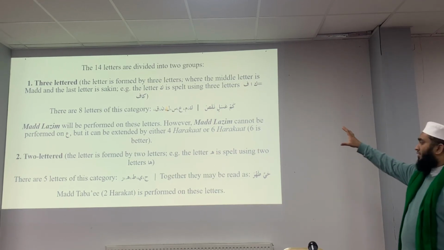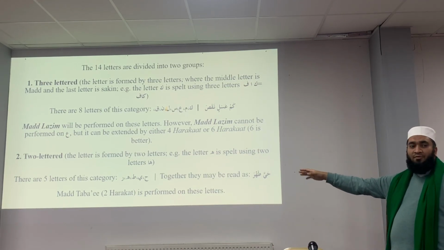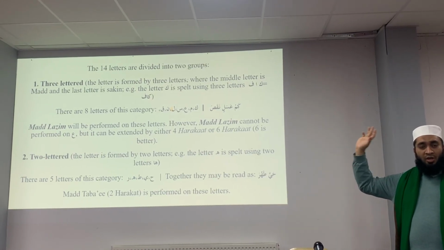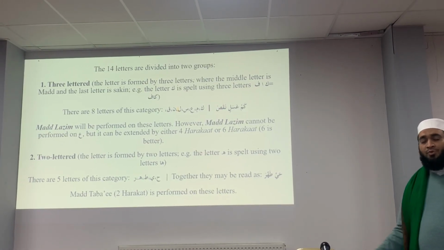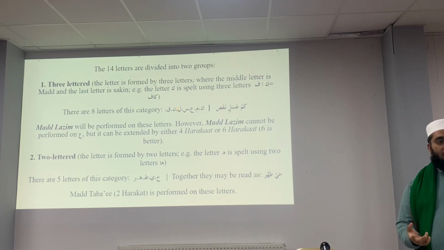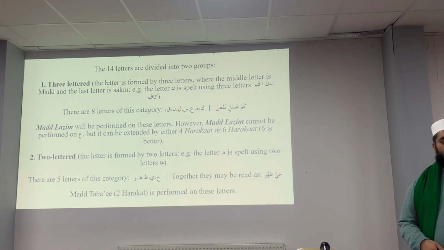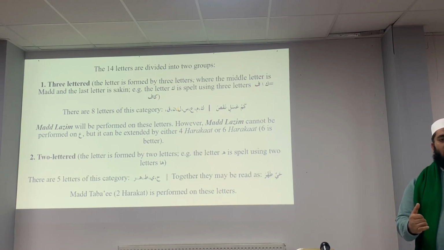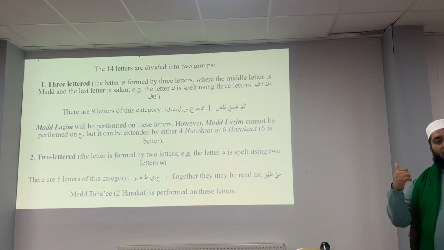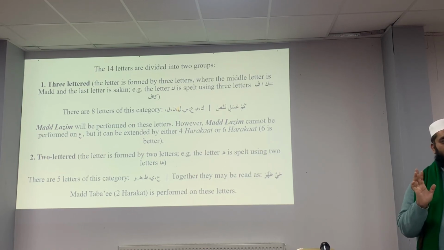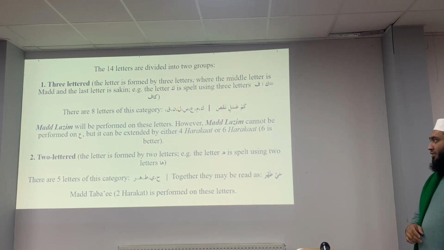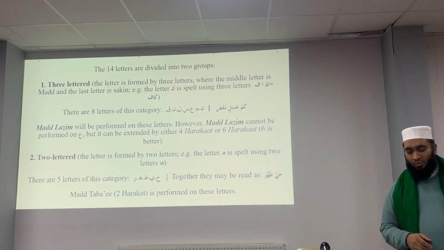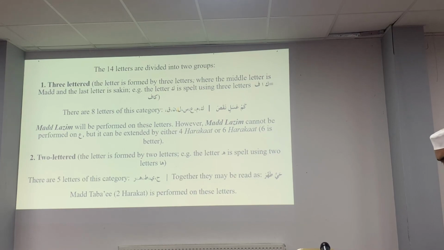So if you remember these letters, 8 plus 5: 8 letters are 3-letter spellings, 6 harakat long. These 5 are 2 letters and you make 1 alif long. So inshallah, whenever you open the Quran and find a surah with alif lam mim ra, in Surah Ra'd, lam is 3 alif long, mim 3 alif long, ra 1 alif long. So inshallah, if you can practice this, we will see more in the following weeks. Any questions?